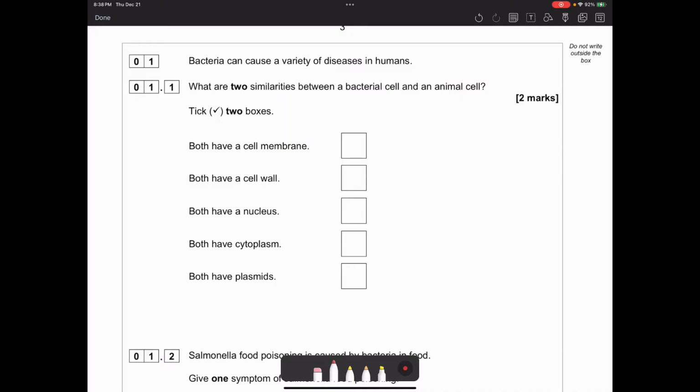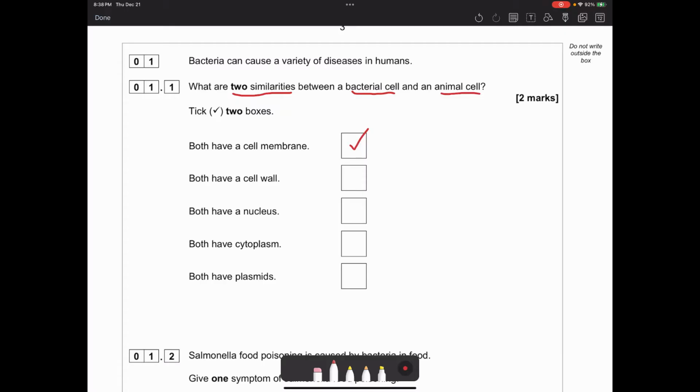So question number 1 then. Bacteria can cause a variety of diseases in humans. What are two similarities between a bacterial cell and an animal cell? So you need to be thinking about what do they both have in common. Well, all cells both have a cell membrane. Yes, that is true. All cells would have a cell membrane.